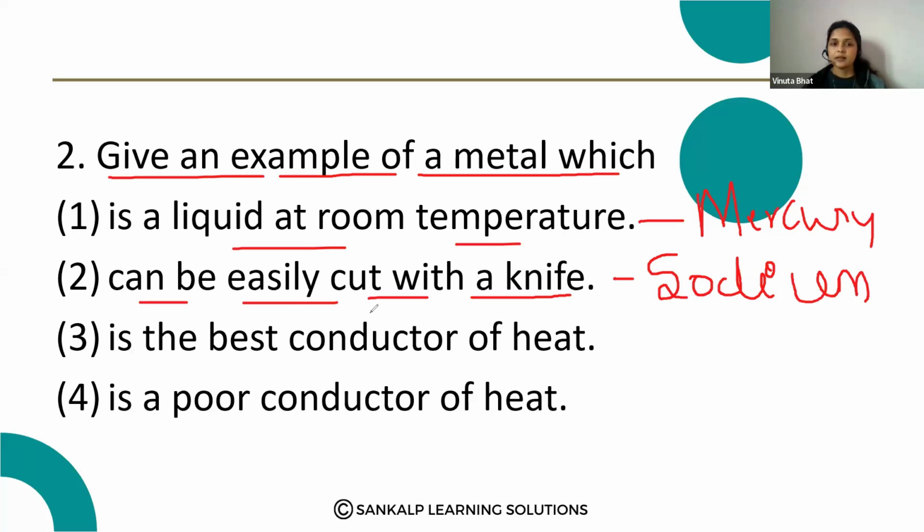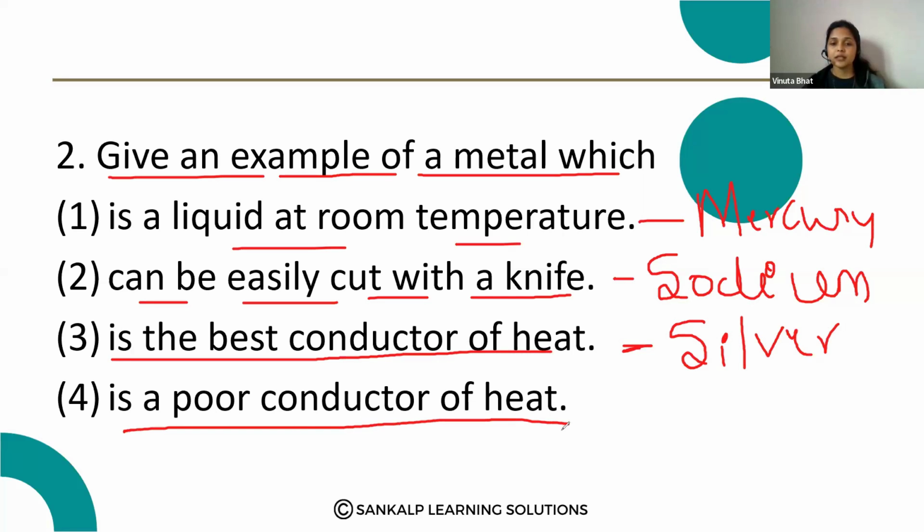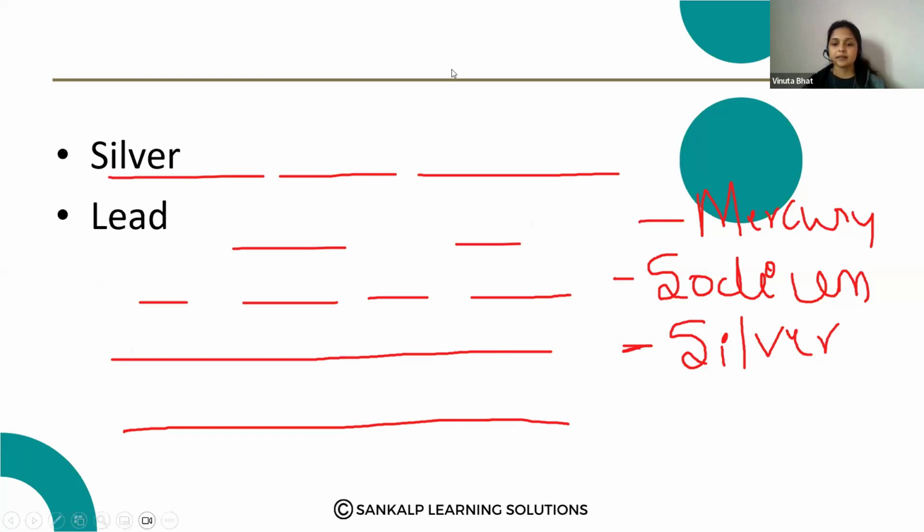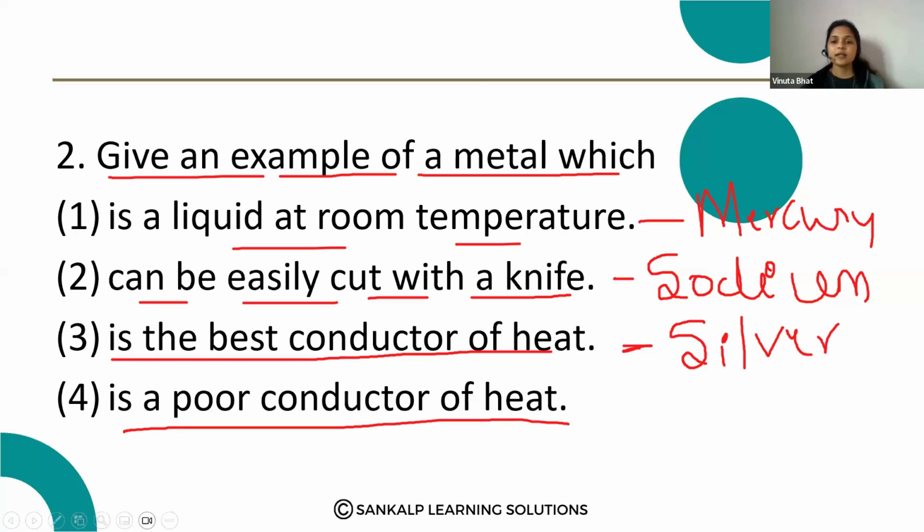Which is the best conductor of heat? That is silver. Silver is the best conductor of heat. Which is a poor conductor of heat? The poor conductor of heat is lead. Lead is the poor conductor of heat.